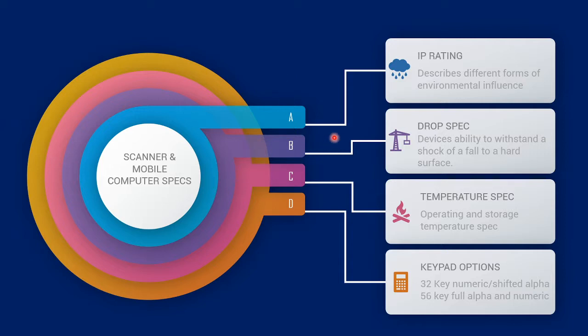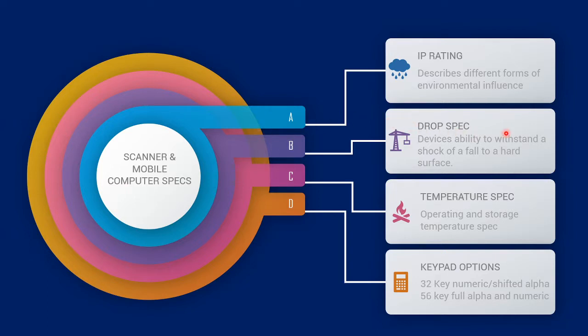The second thing you'll hear is drop spec. The drop spec refers to the device's ability to withstand the shock of a fall to a hard surface. What that essentially means is that if a device has a drop spec of 2 meters, that means that the device can survive a shock to a hard surface from a maximum distance of 2 meters high. If the device exceeds that, the probability of it breaking is much higher.